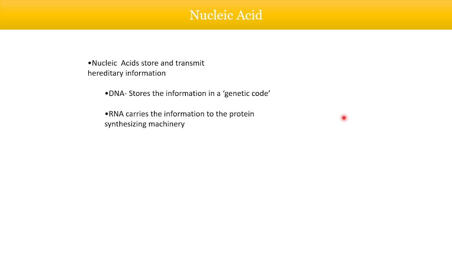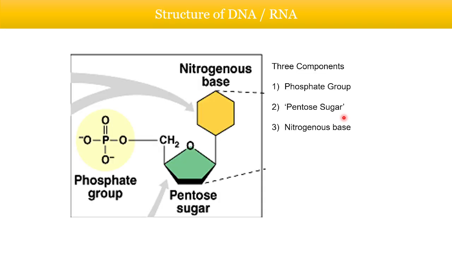That's the synthesizing machinery for carrying out the different types of functions inside the body or an organism. So the structure of the DNA and the RNA, as I was saying, has three major components. One is the phosphate group. You have the pentose sugar, and the other one is the nitrogenous base. Now, depending on the nitrogenous base, the molecules are given different names. The phosphate group and the pentose sugar remain the same.